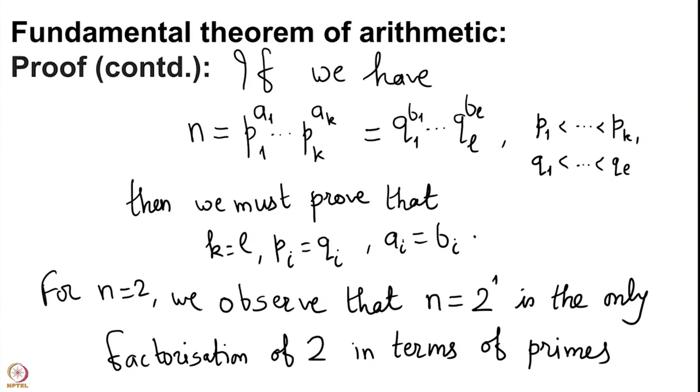For n equal to 2, we observe that n equal to 2 power 1 is the only factorization of 2 in terms of primes. Let us just think about it and let us just discuss how this is the only factorization. Can 2 have any other factor? Can 3, 5, 7, 11, 13, all the other primes, can these be factors of 2? No, these are all primes which are bigger than 2.